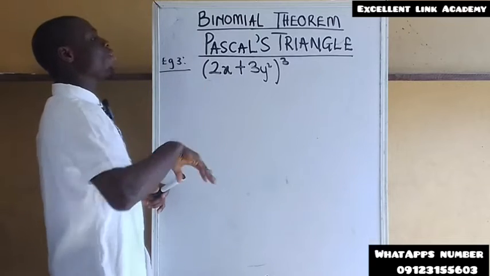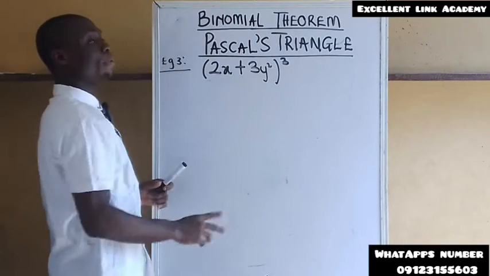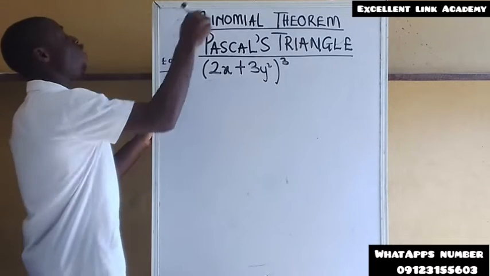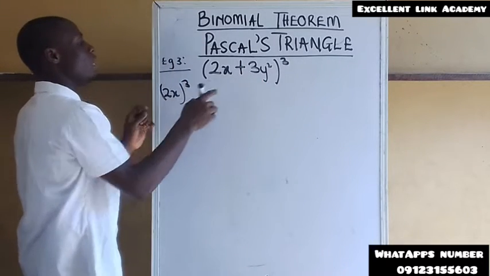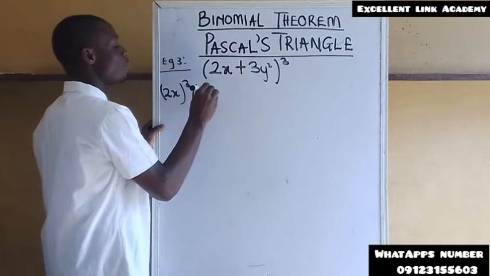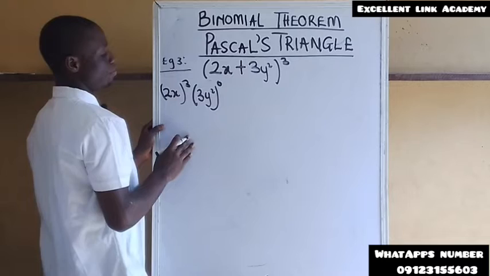Pick out the first term. That the first term takes all the power. My first term here is what? 2x takes all the power. That is 3. And what? The second term is left with nothing. That becomes 3y squared is left with nothing.